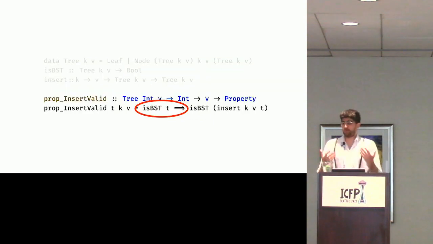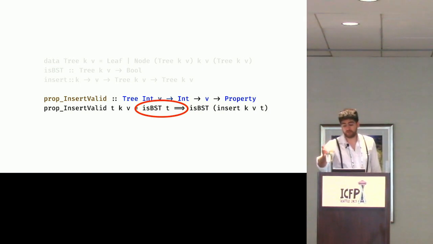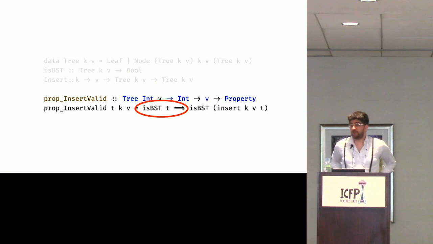So going back to the property example at the beginning and looking at the precondition of the property, where we have, if the original tree is a binary search tree, then the result should be a binary search tree. So if our testing strategy is not able to generate a valid binary search tree, then we really cannot test this property.